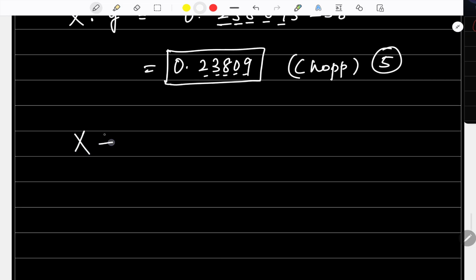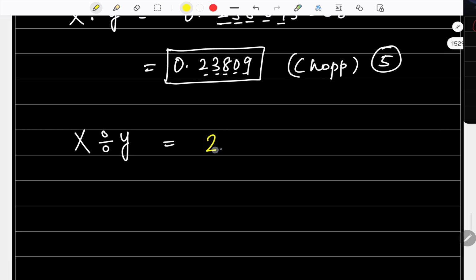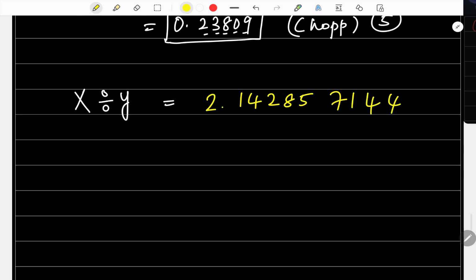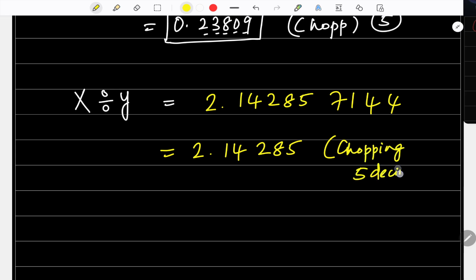The next is x divided by y. So x divided by y is 2.142857144. Teacher, can I chop it in the calculator itself, directly write the answer? Yes, 100% you can write. You are all in the 3rd year of engineering, so you can cut the steps, no problem. 2.14285. This is also chopping, how many decimal values? Chopping 5 decimal values. Okay, right.